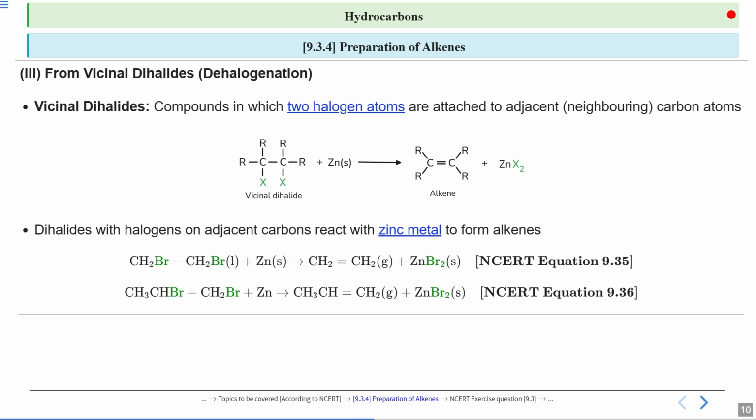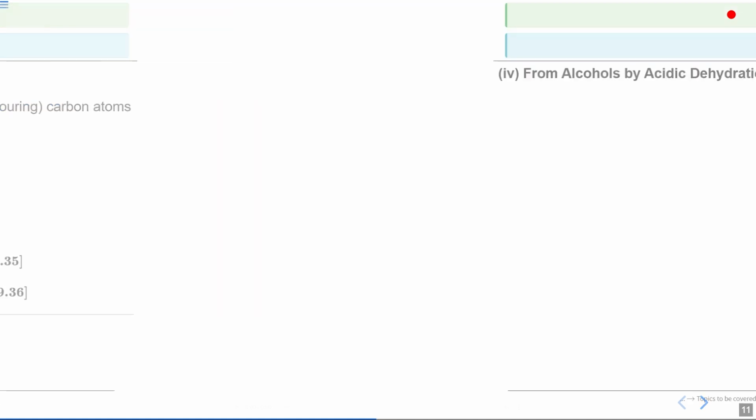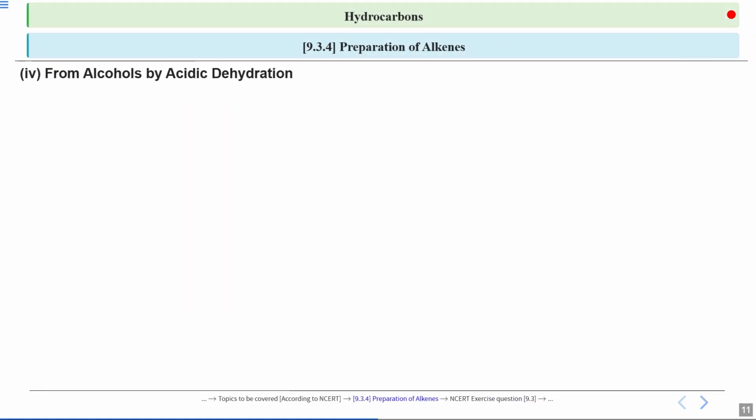Now let us have a look at some specific chemical reactions. In the first equation, ethylene dibromide reacts with zinc to form ethene gas and zinc bromide. In the second equation, 1,2-dibromopropane reacts with, again, zinc to form propene gas and zinc bromide. This process is a practical way to produce alkenes, which are important in the chemical industry for making plastic and other materials. Now let us explore how alkenes can be formed from alcohols through a process called acidic dehydration.